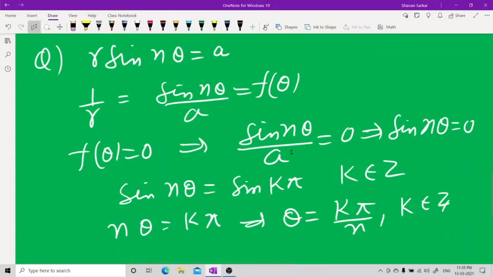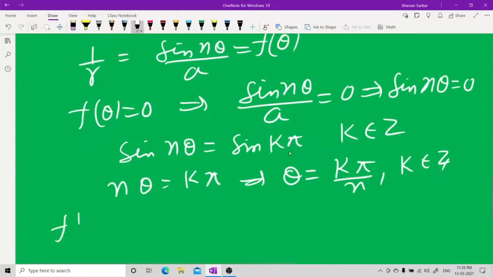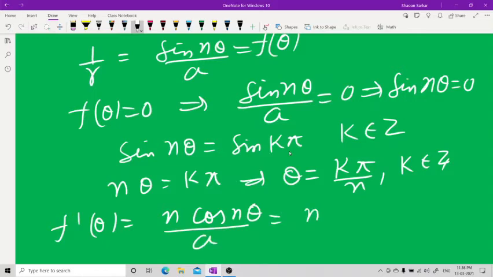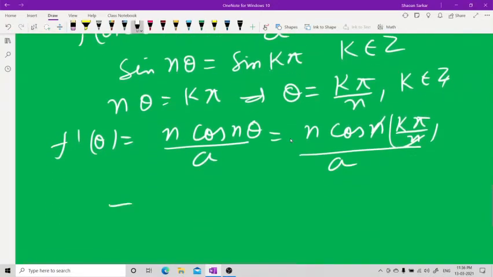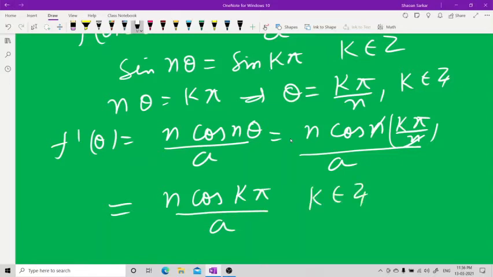Now find f dash theta. F dash theta is n cos n theta by a. Now put in place of theta you put k pi by n: n cos n k pi by n whole divided by a. This n and this n cancel. So this becomes n cos k pi by a, where k belongs to integer.